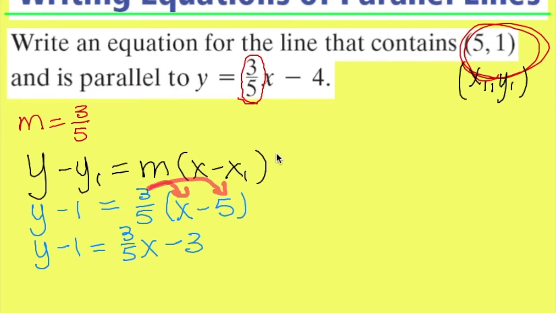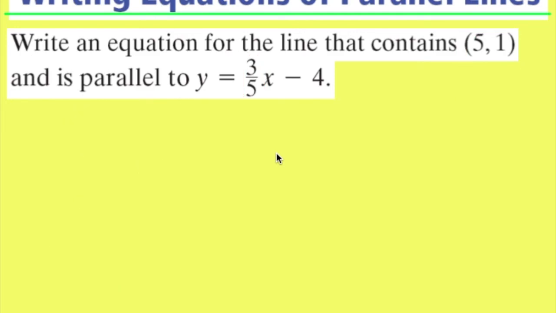And then to get y by itself, I would add 1 on both sides of the equation. So these would cancel out, and I find out that y equals 3/5 x minus 2. So this equation, the line that I just described by the equation y equals 3/5 x minus 2, would be parallel to this equation we had in the beginning.